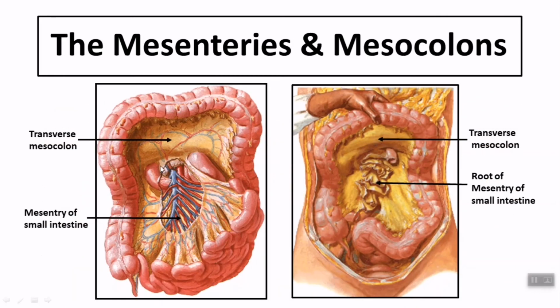This is the mesenteries and the mesocolon. This is the transverse mesocolon. It's also a double layer of peritoneum connecting the transverse colon to the posterior abdominal wall.